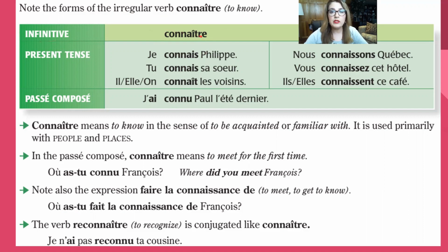In the infinitive, it's connaître. It takes the accent circumflex in the infinitive form. And in the present tense, you conjugate it like this. So fill in the lesson notes and pause and repeat after me. So you are doing two things. You are filling in the blanks and you are practicing the pronunciation and the memorization.